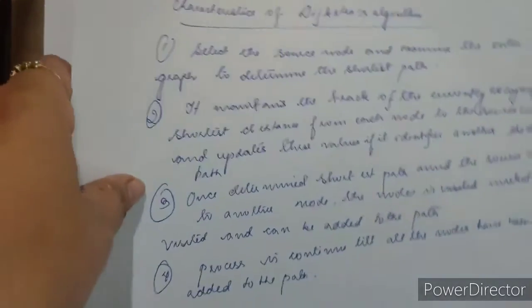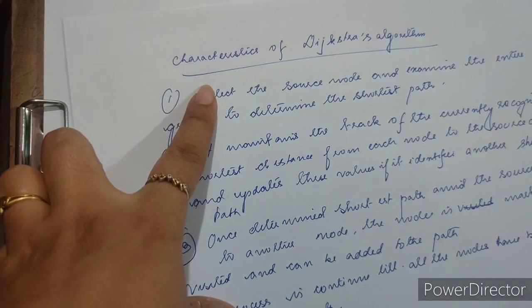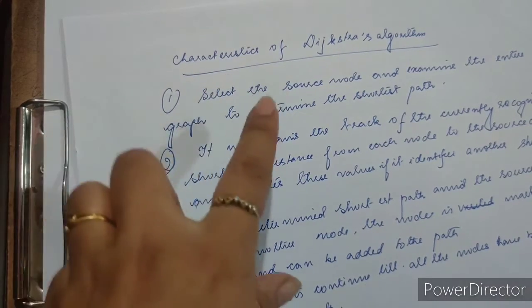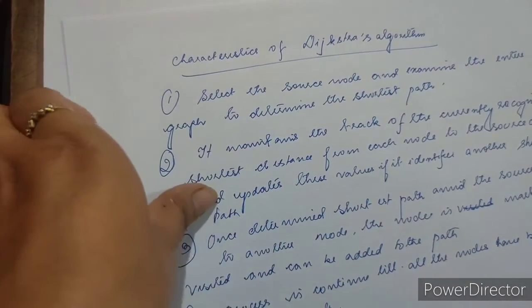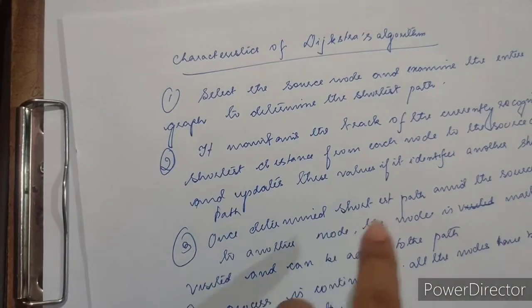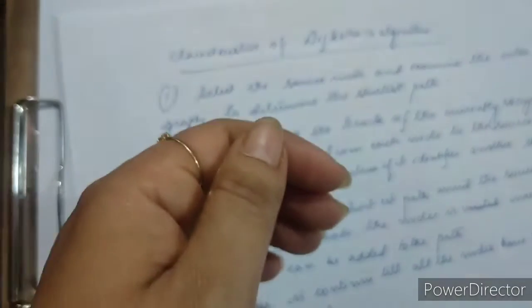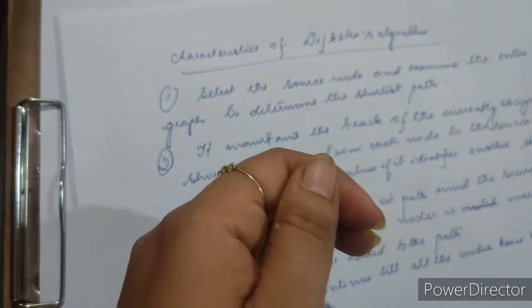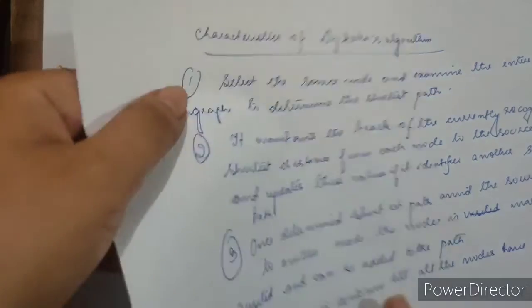In the Dijkstra algorithm implementation, the very first step is to mark all the nodes as unvisited. Suppose we have a graph, we have to mark all nodes as unvisited. The second thing is that we pick the starting node with a current distance of 0 and the rest of the nodes with infinity.